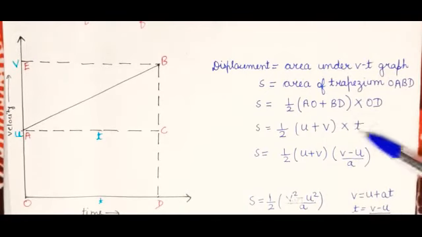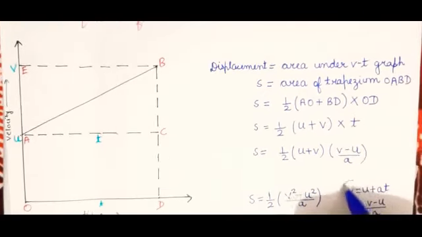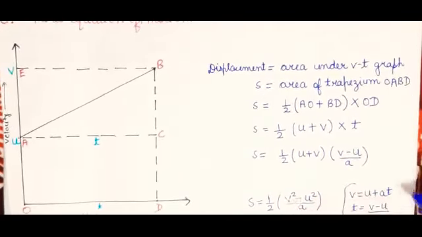Now calculate the value of T from the first equation of motion. V is equal to U plus AT. Now what is time? V minus U upon A. So just substitute the value here. Half into U plus V, and what is time? V minus U upon A. So half into U plus V into V minus U. A plus B into A minus B, you have heard in maths. What is this? A square minus B square. So same, V square minus U square divided by A. So half into V square minus U square upon A, that is S. Now shift this 2A here.